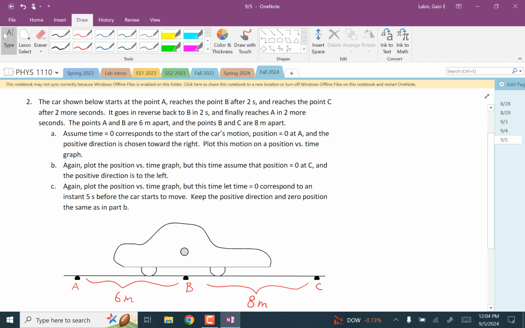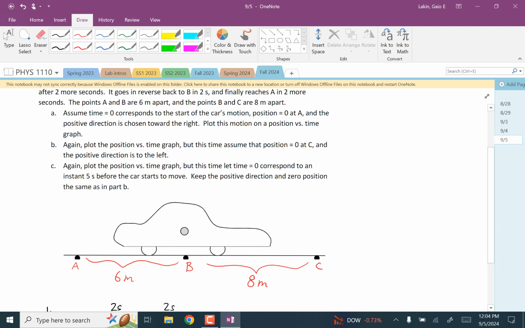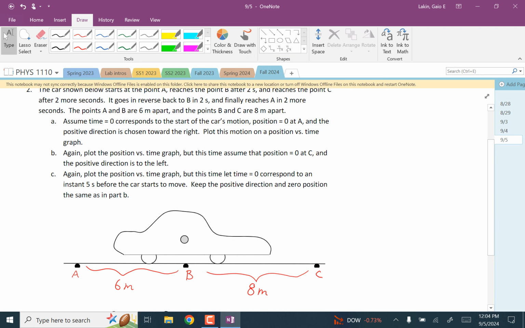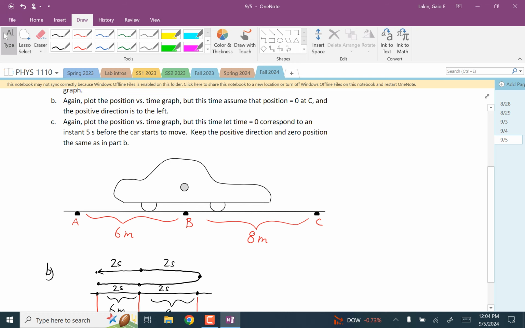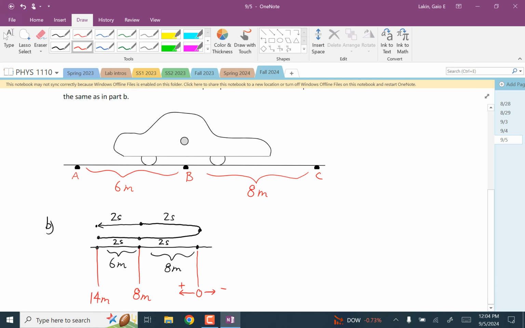And it doesn't say anything about when time equals 0 is, I don't think. When that happens, just make time equals 0 the start of the motion. Okay, so the start of the motion is here, that's 0 seconds. This is 2 seconds. 2 more is 4. 2 more is 6. 2 more is 8.